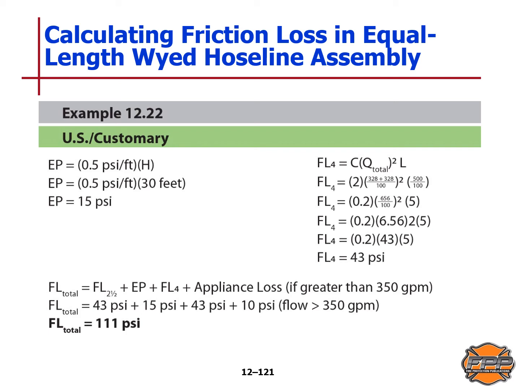So friction loss total equals friction loss at 2.5 plus EP plus friction loss 4 plus appliance loss if greater than 350 gallons per minute. The friction loss total equals 43 psi plus 15 psi plus 43 psi plus 10 psi, because there's a flow of greater than 350 gallons per minute. So our friction loss total is 111 psi. It's just a simple matter of plugging in the numbers once you know the formulas.